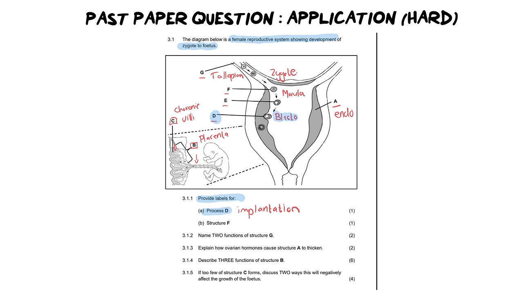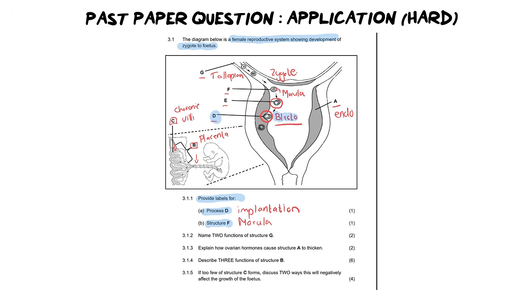And then for structure F, which is the next thing that we need to provide, we're going to go back and look at what structure we are looking at. Now, in my mind, this structure E and D are the same thing. They're both the blastocyst, which means that my labels need to move back slightly, and this solid ball of cells would make the label the morula.